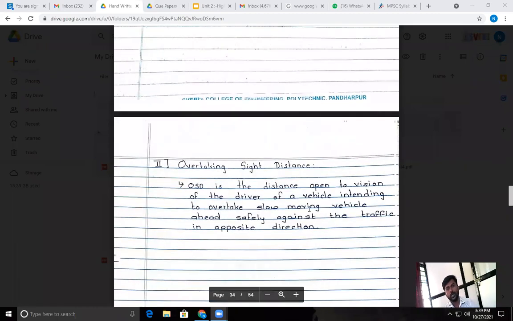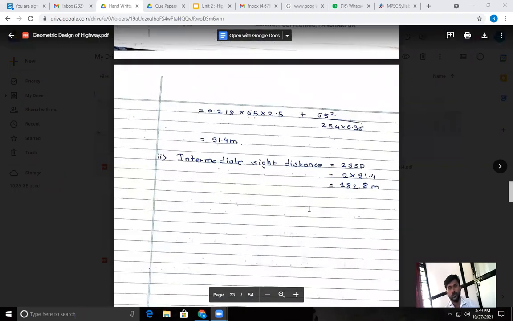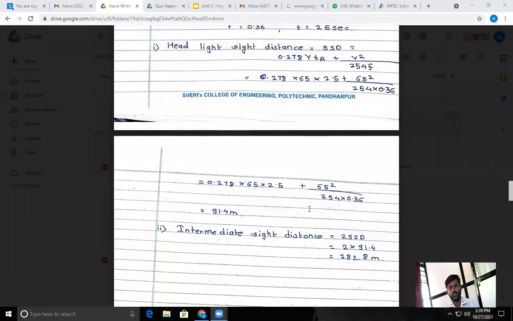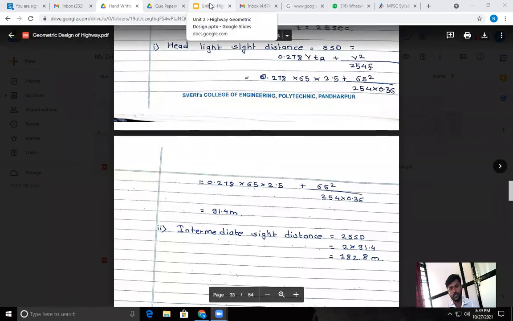Okay, the next part is over. As everyone has finished, we will move forward to the next part. That is OSD, overtaking sight distance. Our next point is OSD, that is overtaking sight distance.